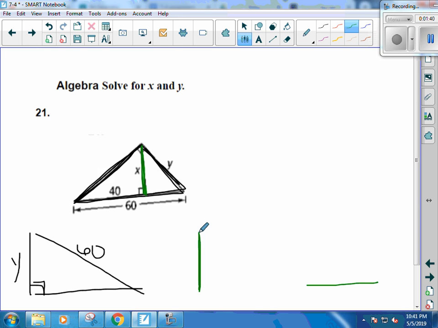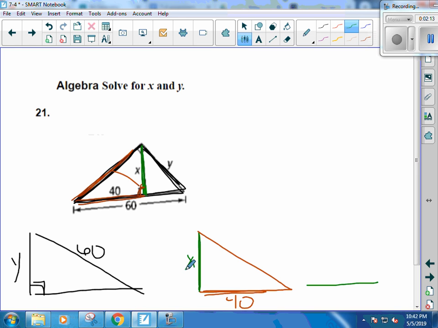Okay, so here I am with my middle triangle. This will be the longer, and then my hypotenuse. So here's the 90. I don't know the hypotenuse. And this side then would be 40. And this is x.